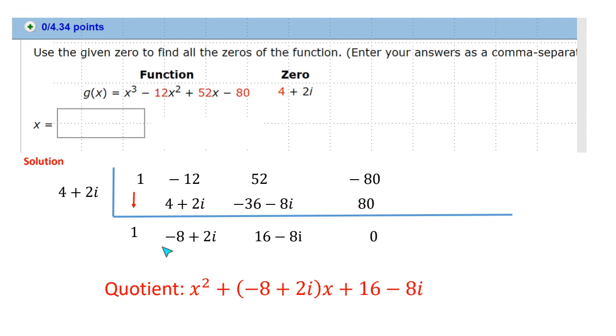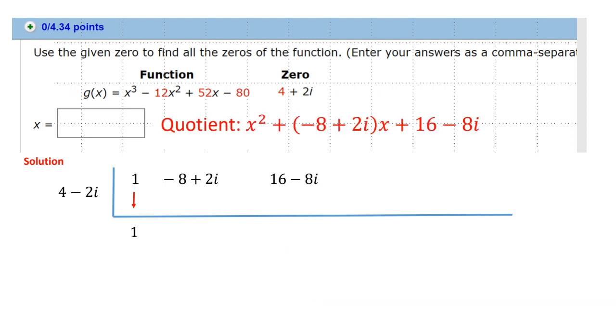Okay, so if we look at our quotient, this degree was 3, so we're going to start with 1 degree less, which is x squared, and that coefficient would be a 1. Then we have negative 8 plus 2i. That's our coefficient for x. And then we have our constant, 16 minus 8i. It still looks a little crazy, but it's okay. Now we're going to do synthetic division again.